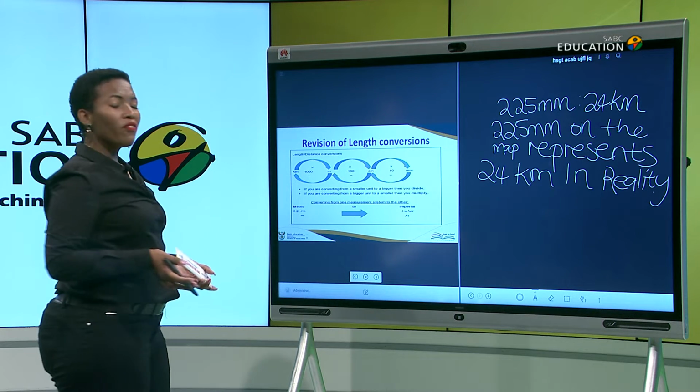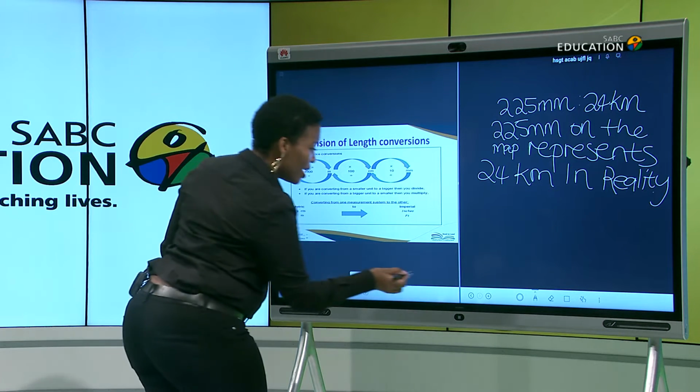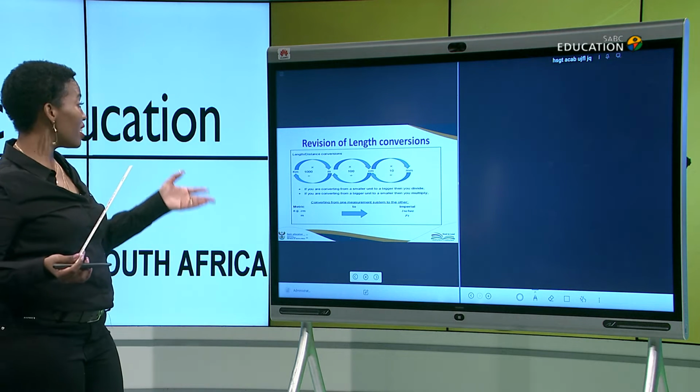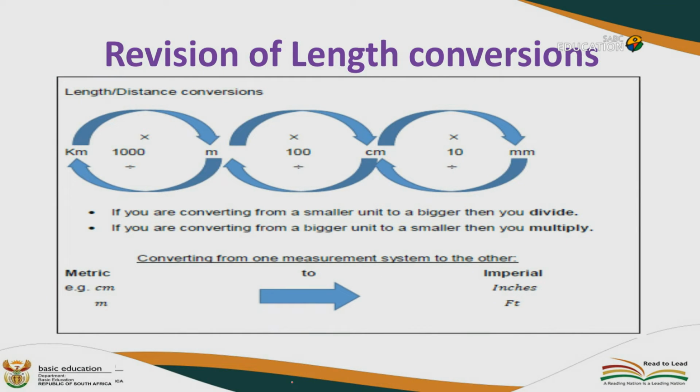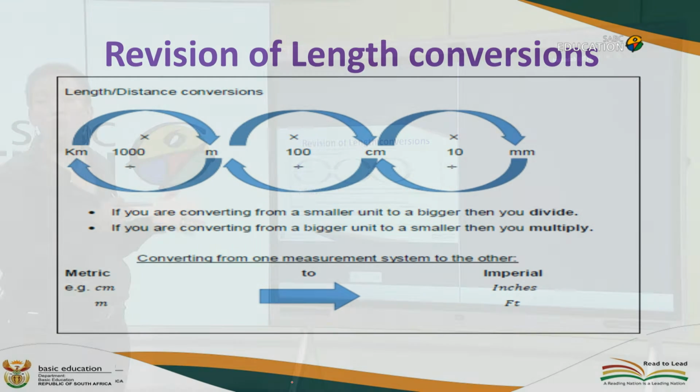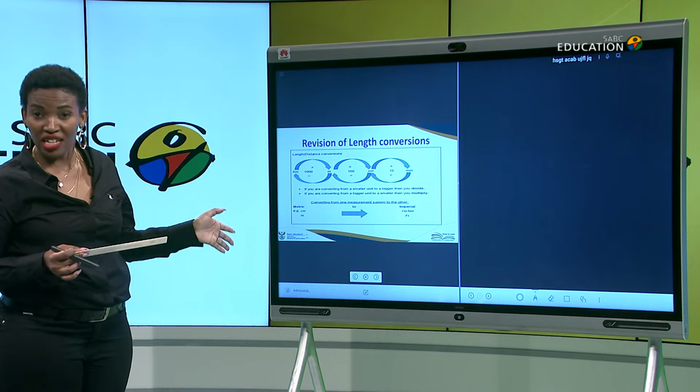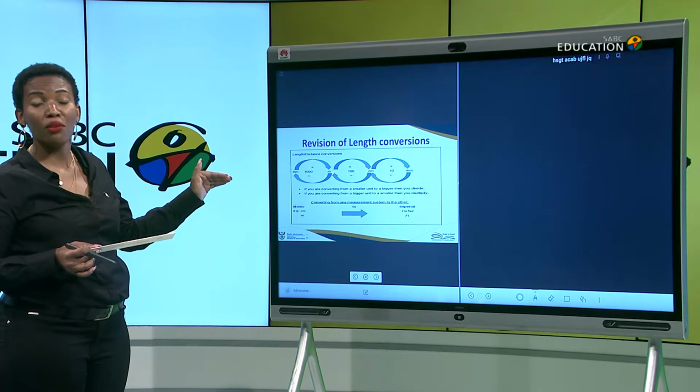And then, before we can start with our calculations, let us quickly remind each other of the conversions, especially the length conversions. Remember in term 1, the first week when you reopened the school, you did conversions of length, mass, and volume. But for this section of scales and working with maps, we need your knowledge of the length conversions. So this is very, very important.